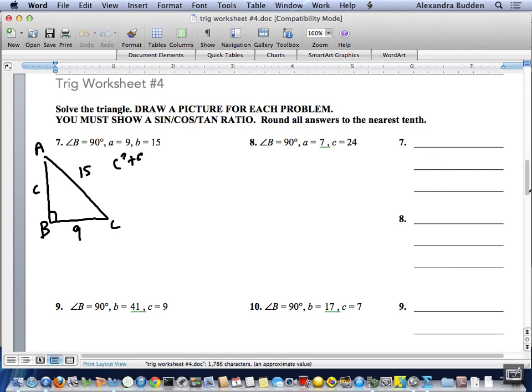So I have c squared add 9 squared is equal to 15 squared. 9 squared is 81. 15 squared is 225. I end up with c squared is equal to 144. If I take a square root, c is equal to 12.